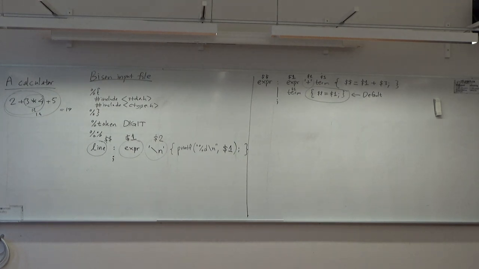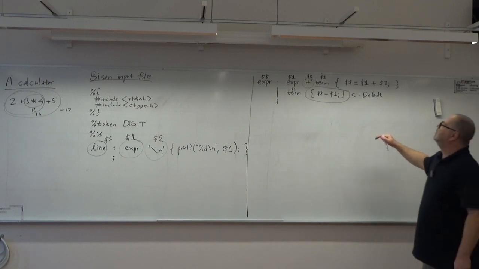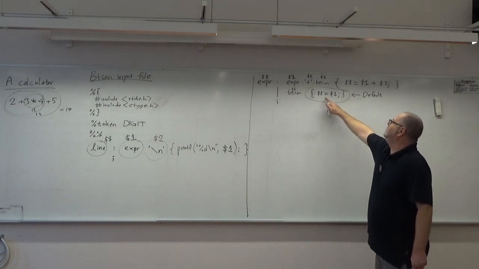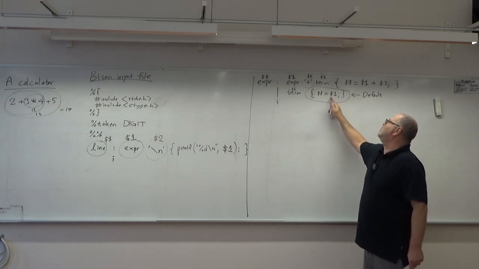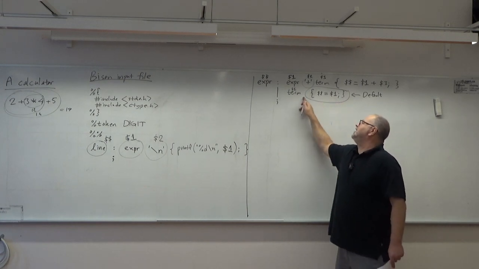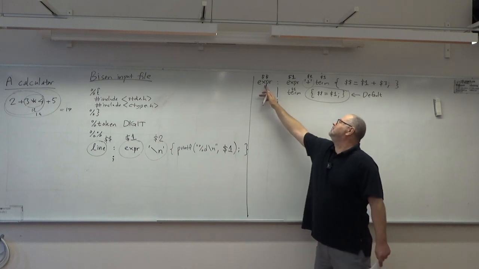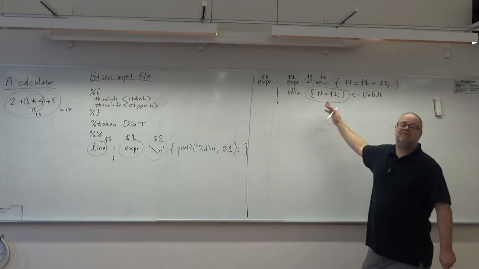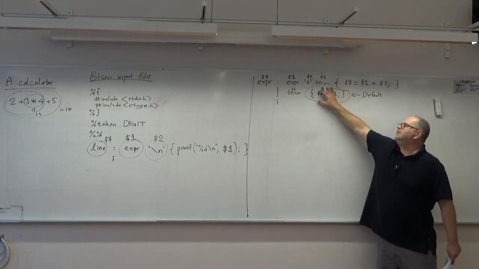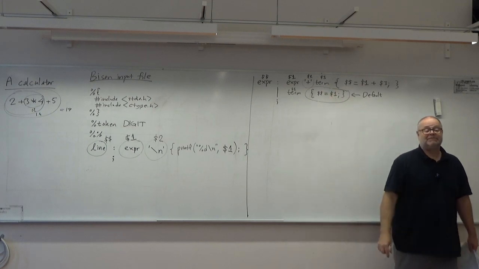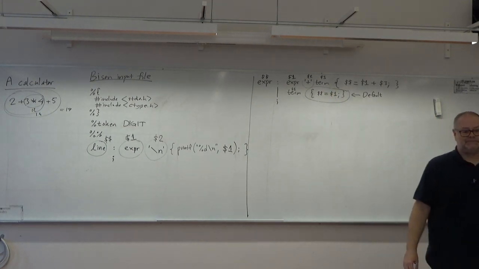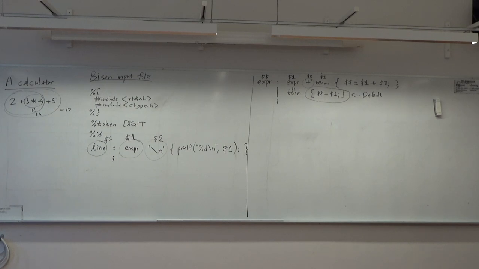Yes, please can you repeat what happened there in default? Yes. Here, copying the value of $1 to $$, just taking the value of this and letting it be the value of the entire expression. That's the default. So if I hadn't written this, it would have done the same thing, since it is the default. Okay?